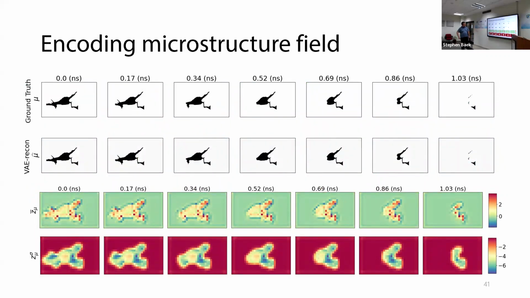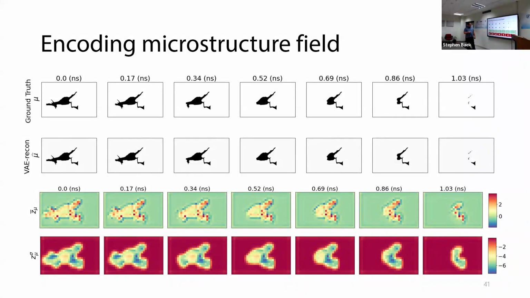The third one, the last one, is the microstructure field. As the shock hits this microstructure, it will collapse and then shrink like that, right? And that process was encoded by the variational autoencoder. So for each snapshot, we have the encoding and reconstruction. And the reconstructed result is, again, pretty good, right?